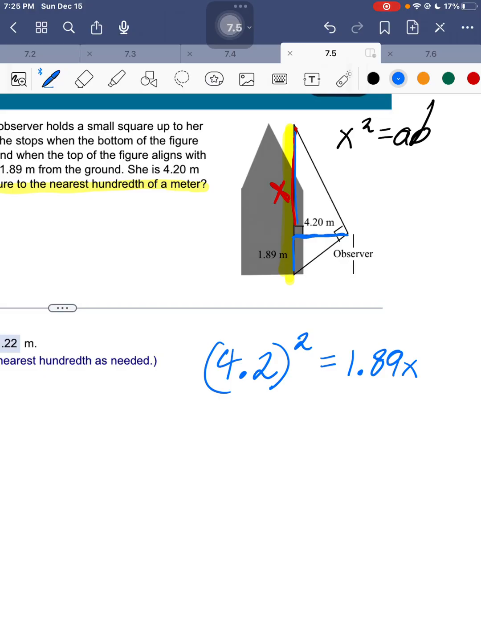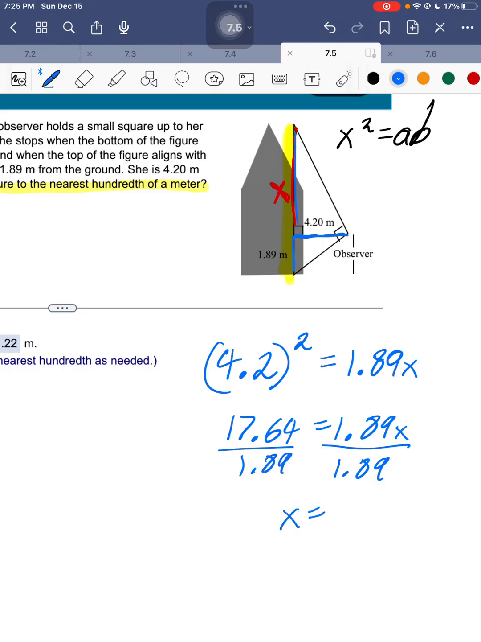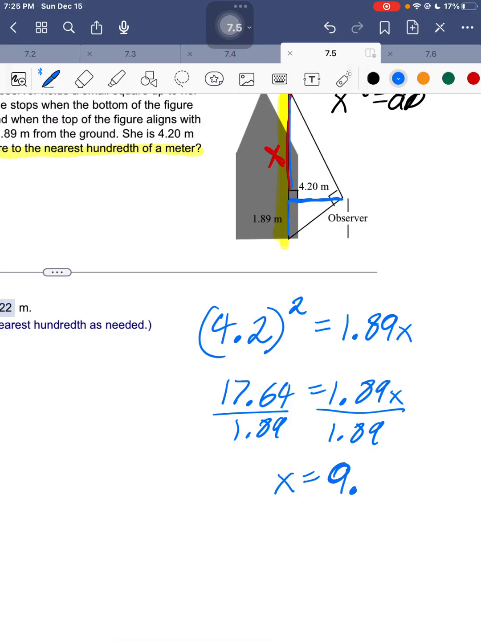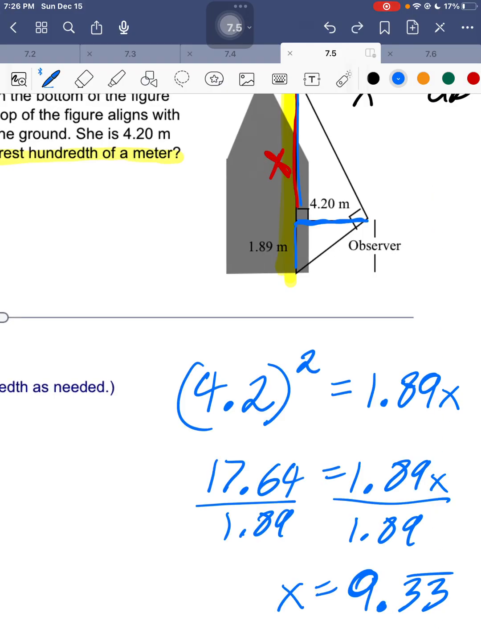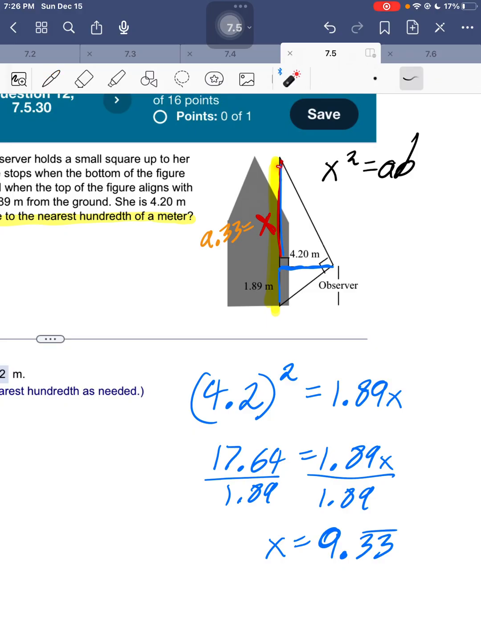So now what is 4.2 times 4.2? 17. Wait, am I doing something wrong? Nope. Okay, 19.64 equals 1.89x. Now to find my x, I'm going to divide by 1.89, divide by 1.89. So my x should be 9.33 repeating. So now this is .33 repeating, but that's not my final answer.